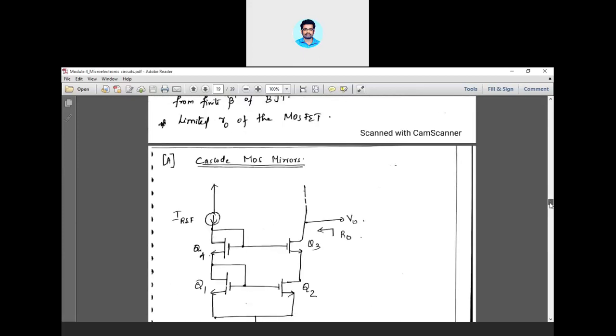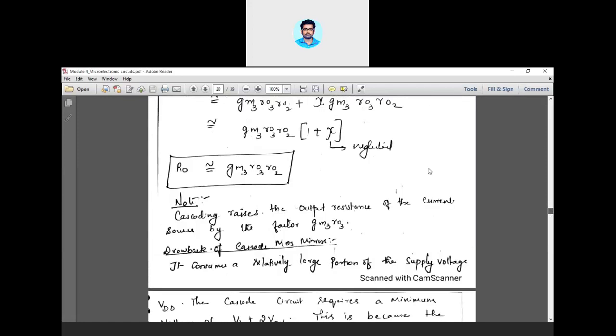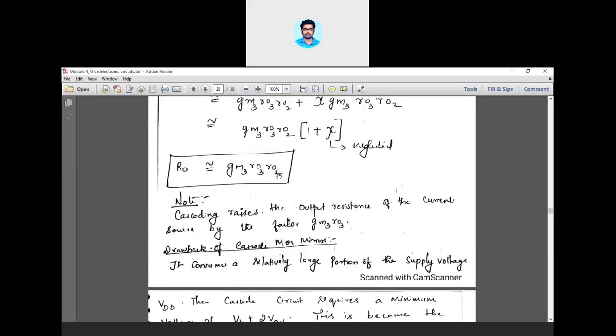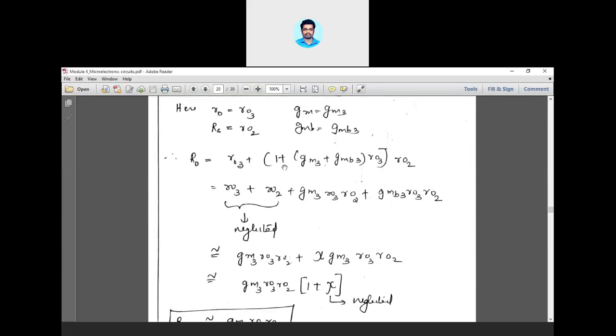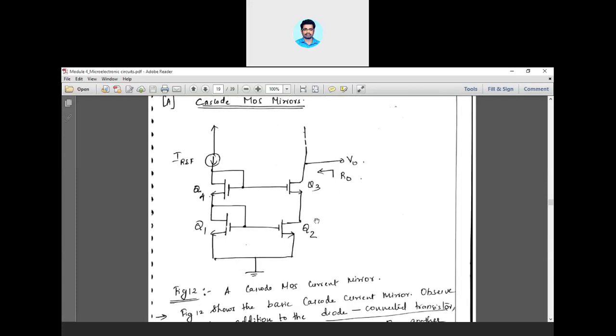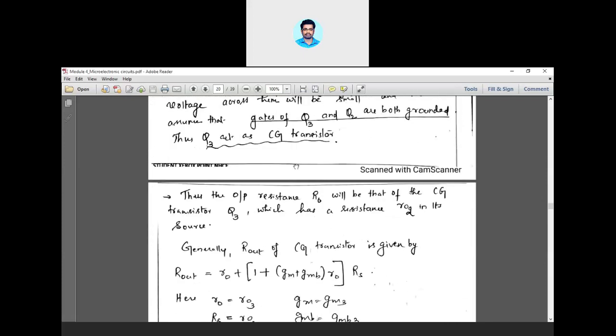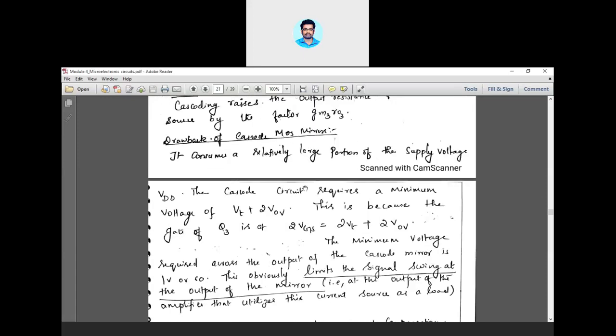See, this is a cascode Morse mirror. Already it has been taken, and here the output resistance of this particular circuit is GM3 into R03 into R02. What is GM3 into R03? GM3 into R03 is the gain of the third transistor. See, this is your mirror circuit. So Q3 is the common gate and Q2 is the common source. So the gain of Q3 is GM3 into R03 multiplied by R02. R02 is the output resistance of Q2. So that much output resistance this entire circuit is giving. Okay. That was the conclusion for cascode Morse mirror.